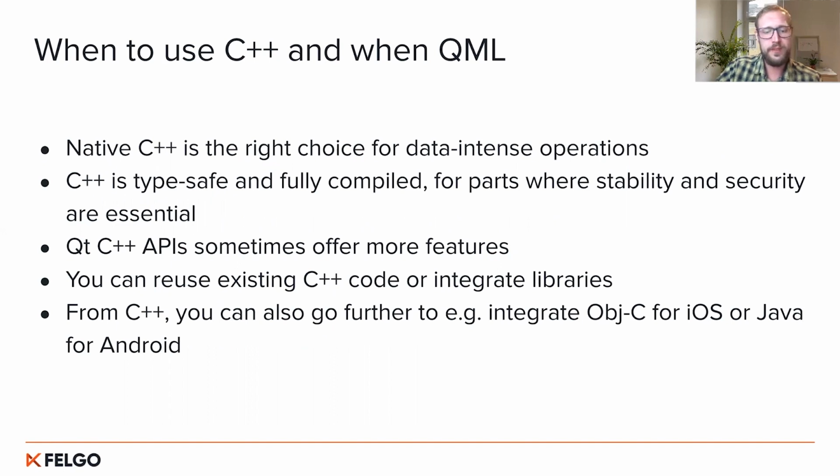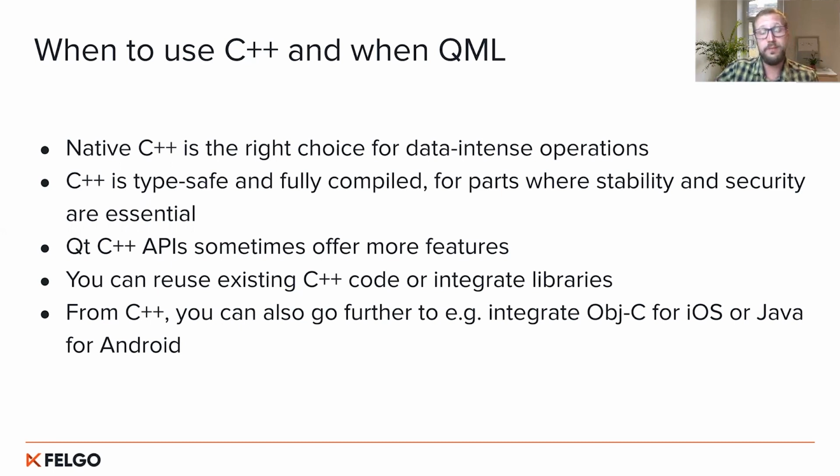So if we are developing in Qt Quick, when should we actually move to C++ or stay in C++? It's basically the right choice for data-intense operations. It is also type-safe and fully compiled. So for parts where stability and security are essential, it's better to rely on C++ than on QML. Also, some of the Qt C++ APIs might offer more features than they do in QML. So whenever you're limited or you want to do something special, you always have the option to jump to C++ and do your things there.